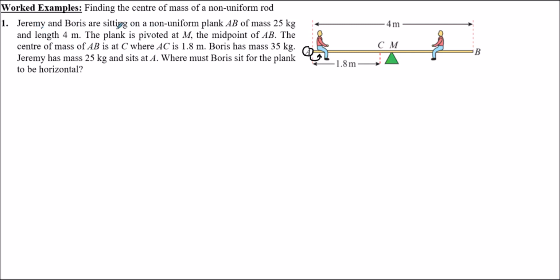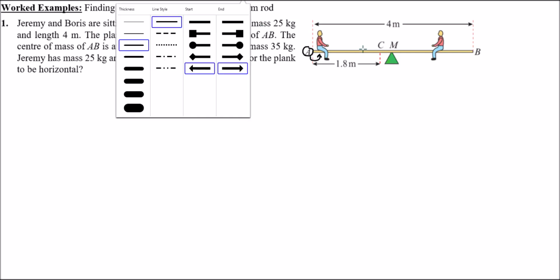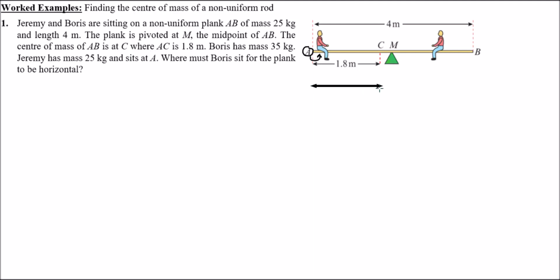But anyway, never mind. So Jeremy and Boris are sitting on a non-uniform plank AB. This means that its centre of mass isn't necessarily in the middle of its length. We are told it's got a mass of 25 kilograms and its length is 4 metres. The plank's pivoted at M, the midpoint of AB. So let's add on that piece of information. Because M is the midpoint of AB, then that's going to be 2 metres. Half of 4 metres is 2 metres.